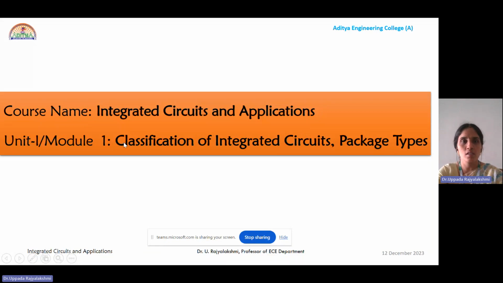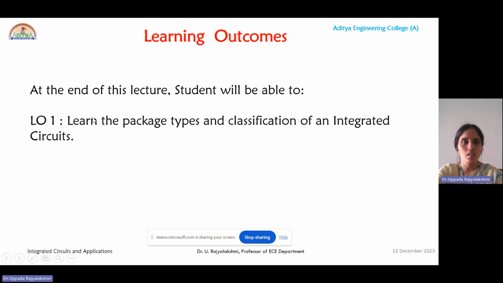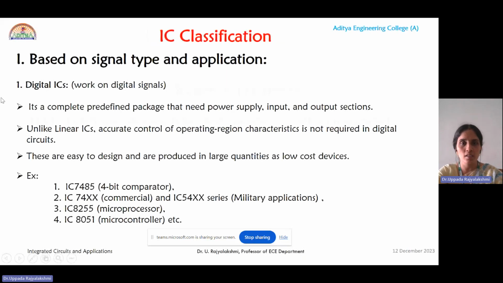Today we are going to discuss module 1 of the course Integrated Circuits and Applications. In this module we are going to discuss the classification of integrated circuits by using various factors. The learning outcome of this module is that students will be able to learn the package types as well as the classification of ICs based on various factors. The first one is the classification based on the signal type and application.